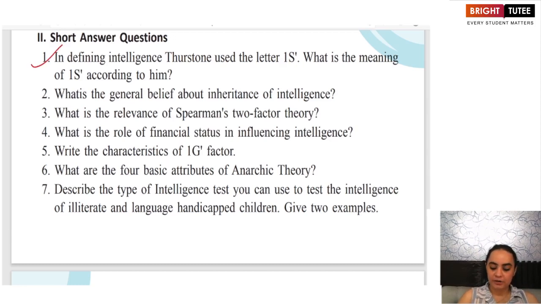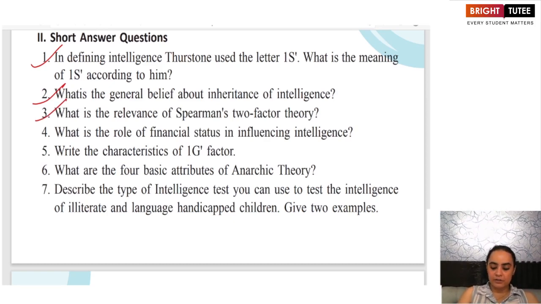What is the general belief about the inheritance of intelligence? It is believed that every child has a G factor, which determines the basic intelligence that the child has inherited from one's parents, because that is the innate or the inborn intelligence that the child has.